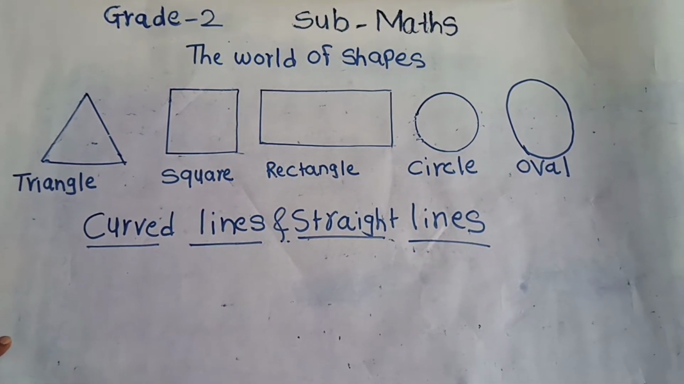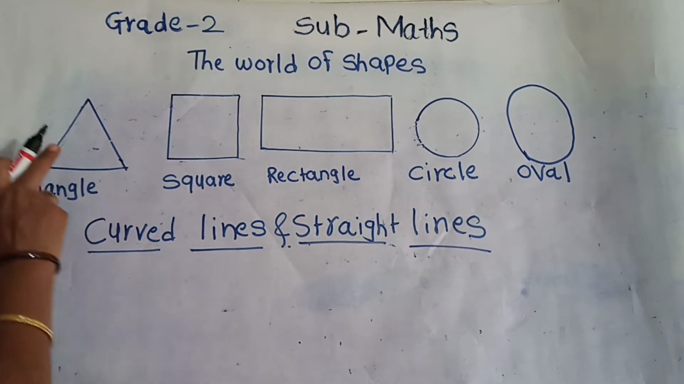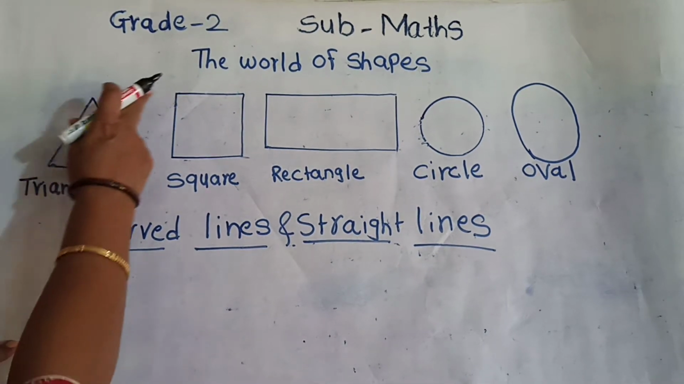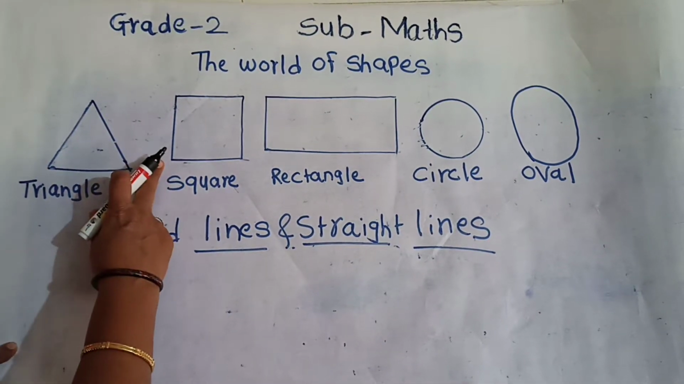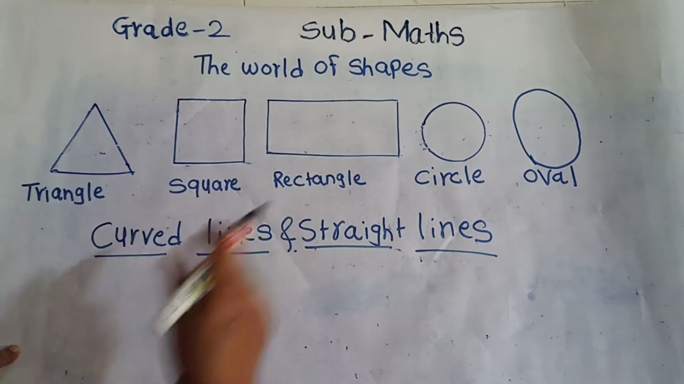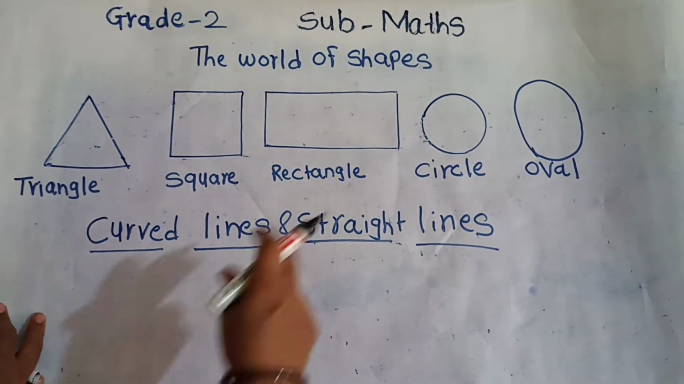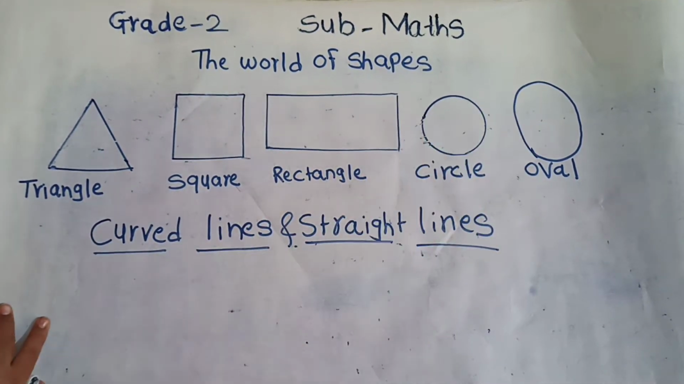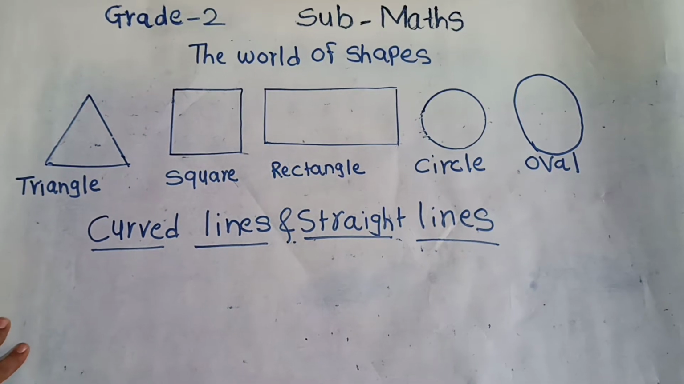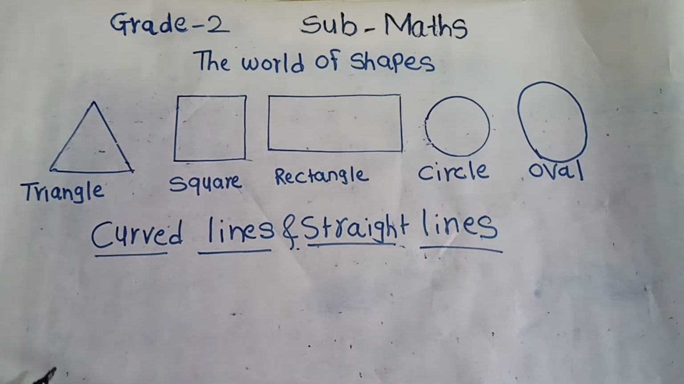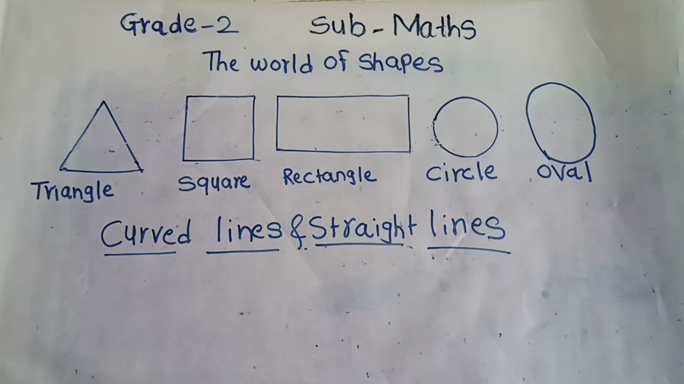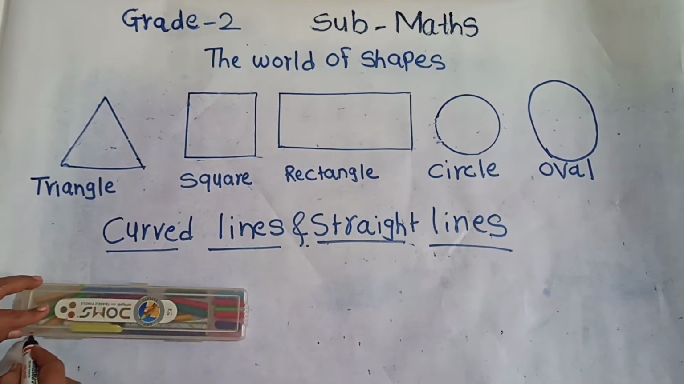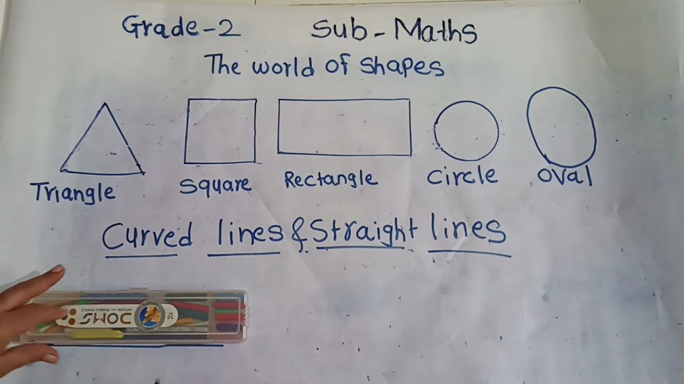Look here. This triangle has straight lines. Square also has straight lines. Rectangle has straight lines. This circle and oval are in curve shape. So, we can say this box has straight lines. Look here. Okay.